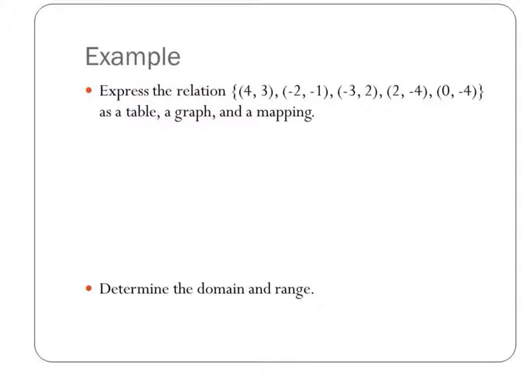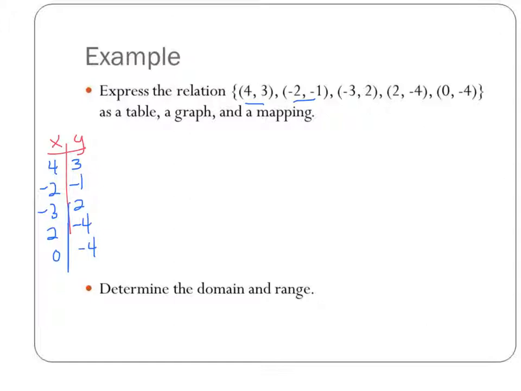So if we have a relation, and I know it's a relation because it's a set of ordered pairs, and I want to express it as a table, a graph, and a mapping. As a table, it's going to be an XY table, and just start at the top: (4, 3), (-2, -1), (-3, 2), (2, -4), and (0, -4). I'm getting these just from my ordered pairs. There is my table.